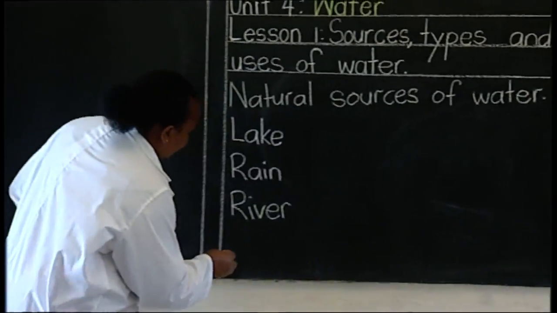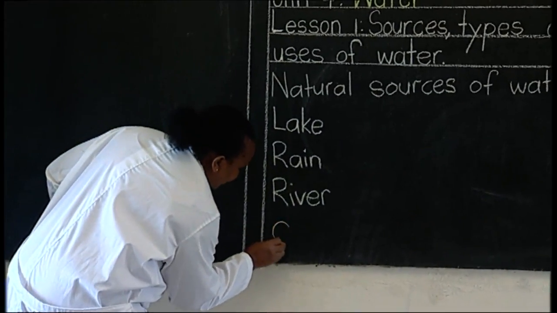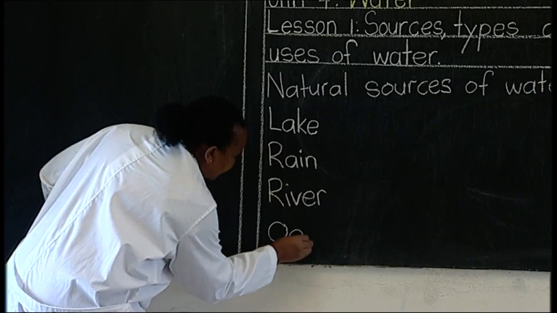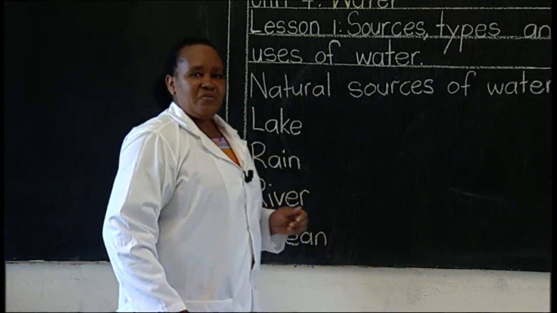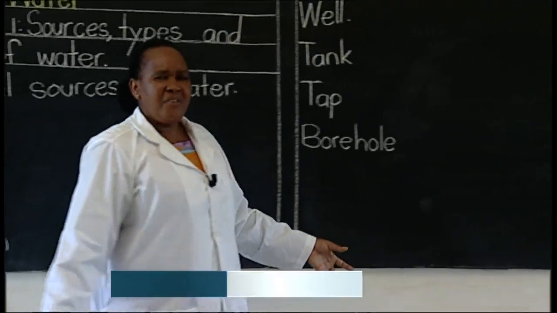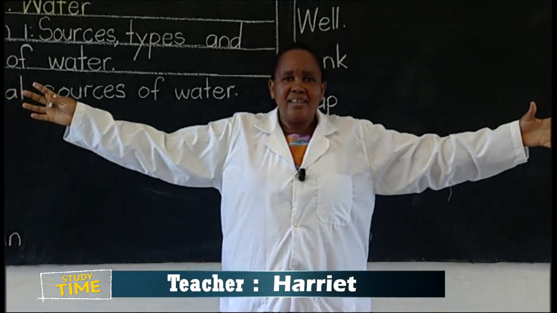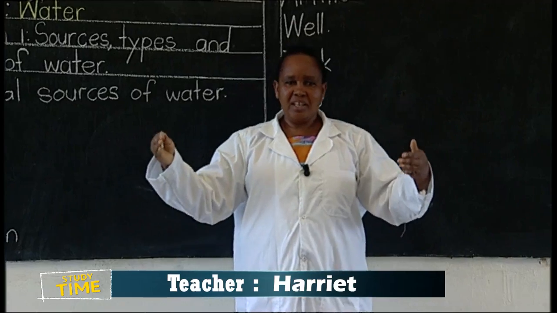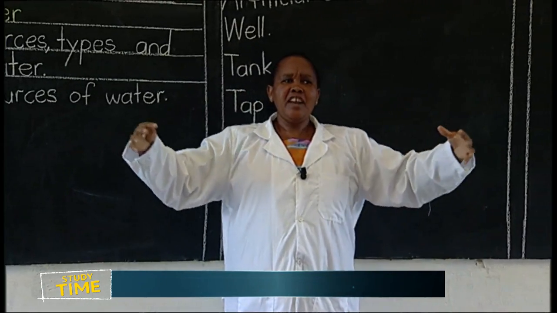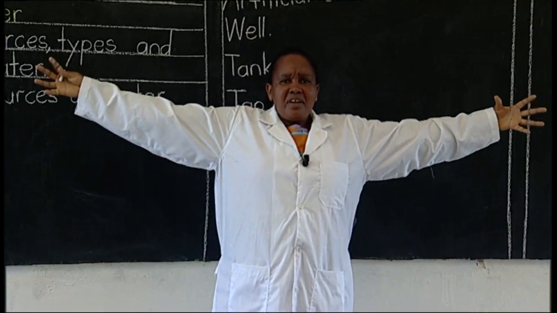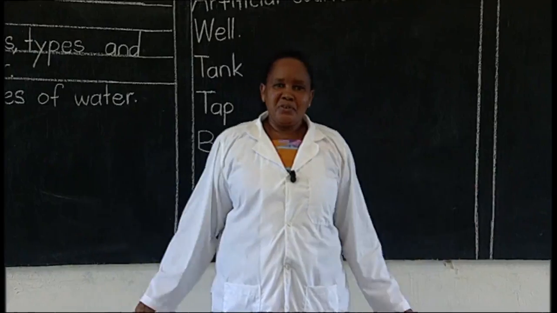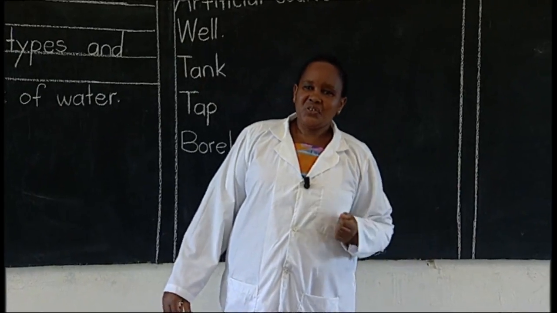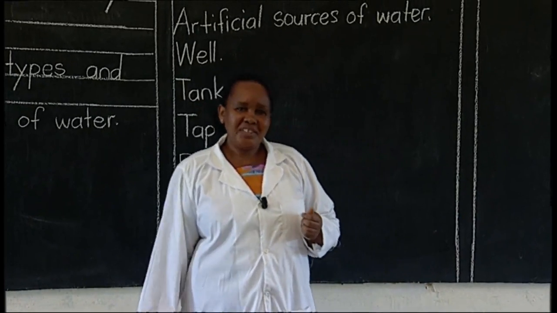We write it this way, like this. We write ocean. Ocean. This source of water is very, very big. If a lake is big like this, an ocean is very, very big like this, even bigger than what you know. So it is also a natural source of water.